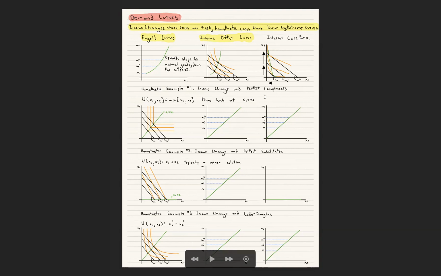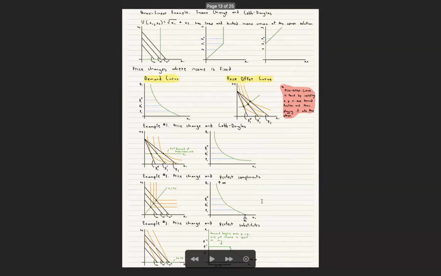So if we look at your homothetic example 1, income changes and perfect complements, you'll see here that you have a kink at X1, or demand for good 1 equals demand for good 2. And then you can look at the income offer curve right here, as well as the inferior case. These are all things that you should just memorize, and do one practice problem with them. I've laid them all out here for you. I think there are a few more on the next page, but nothing too crazy there.